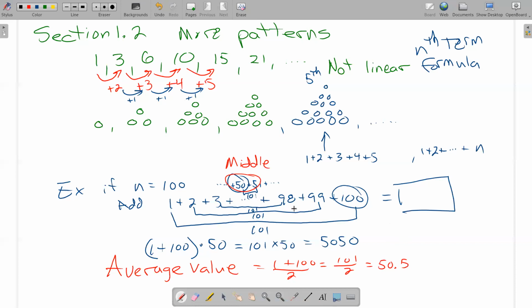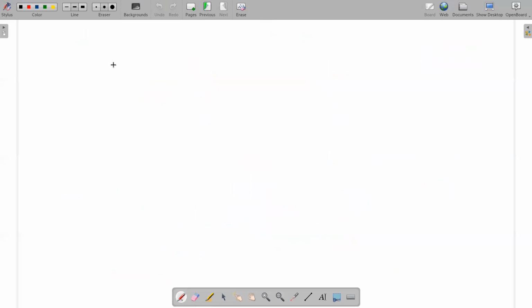Now that's the average value of all of these numbers in the list right here. And if you think about the idea of average from the perspective of some statistic you might have done in the past, to find the average of a group of numbers, you add them up, that's called the sum, and you divide by the count, how many numbers there are, okay?